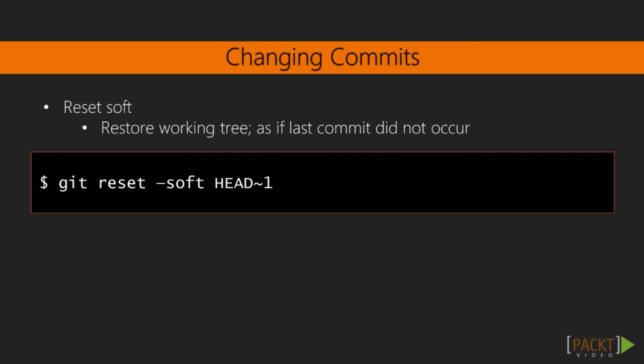Undo the last commit. Maybe you forgot to include an important change or made a serious error in the commit message. Git reset --soft HEAD~1. This will restore the working tree to where it was just before the last commit, as if that commit never occurred. But as we know, this only resets the head pointer. The actual commit object will remain, and you can see it with git reflog. It remains until you use garbage collection.